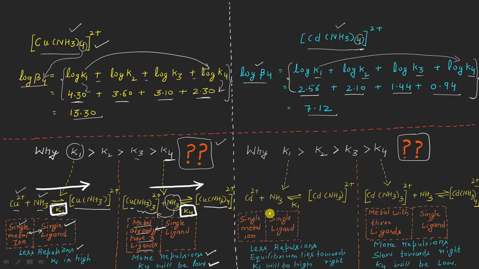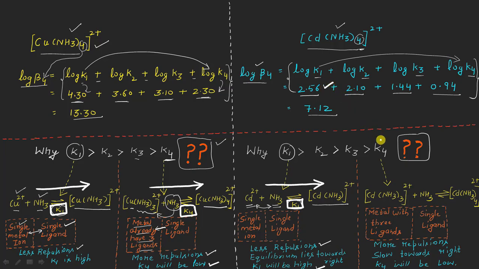In the same way, even for the cadmium complex, you can see K1 corresponds to a single metal ion and a single ligand, resulting in the formation of this complex stepwise. And the equilibrium constant here is K1. Because the ligand is approaching a single metal ion and there are no other ligands which will cause repulsions, there will be fewer repulsions, and the equilibrium will tend to shift in this direction at a very high speed, giving a high value of this K1, which you can see is 2.56, right?